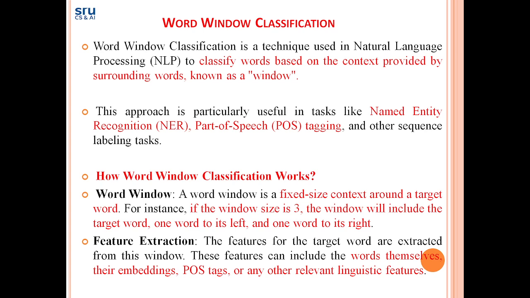Word window: it is a fixed-size context around a target word. If the window size is 3, the window will include the target word, one word to the left, and one word to the right. Feature extraction: the features for the target word are extracted from this window, and these include the words themselves, their embeddings, part of speech tags, or any other relevant linguistic features.